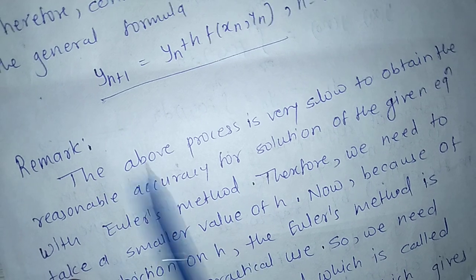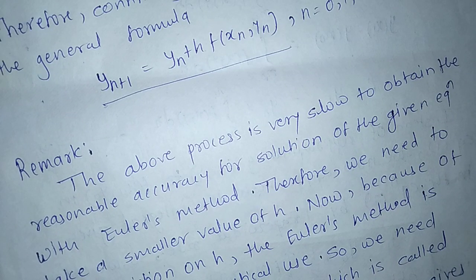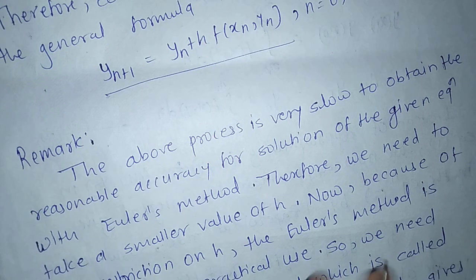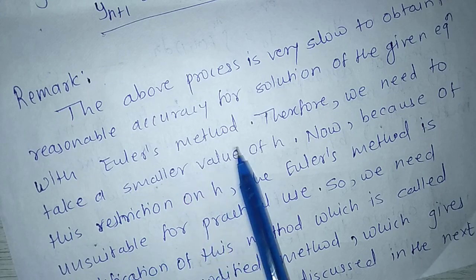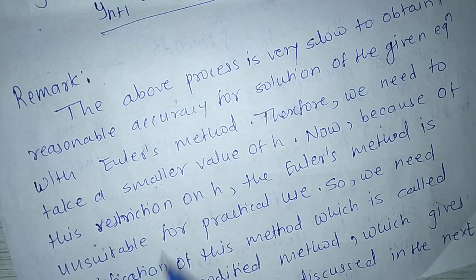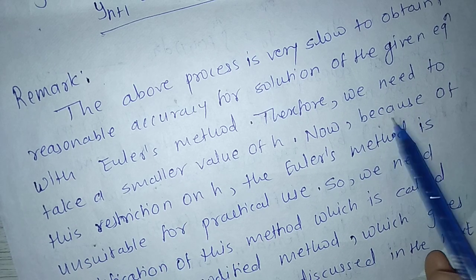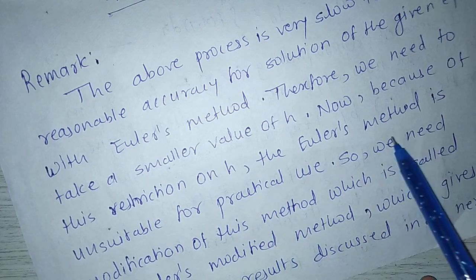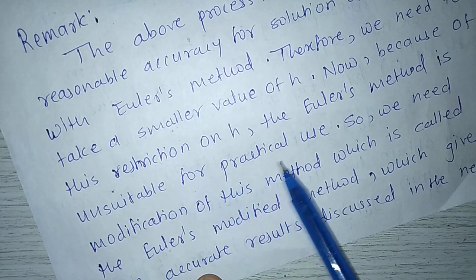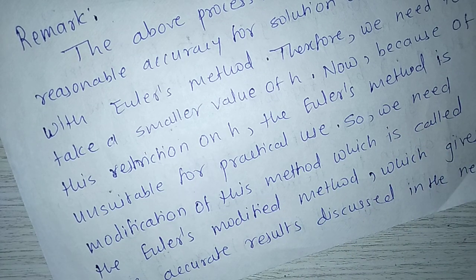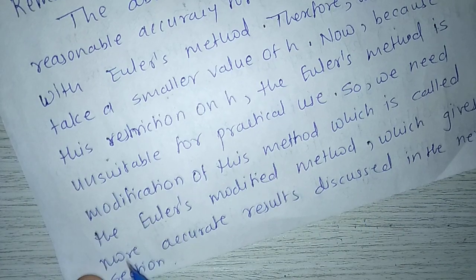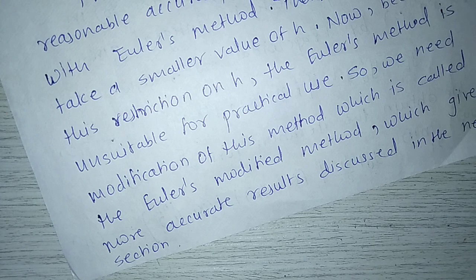Remark: the above process is very slow. Which process? Euler's process. The above process is very slow to obtain reasonable accuracy for the solution of the given equation with Euler's method. Therefore, we need to take a smaller value of h. Now, because of this restriction on h, the Euler's method is unsuitable for practical use. So, we need modification of this method, which is called the Euler's modified method, which gives more accurate results, discussed in the next method.